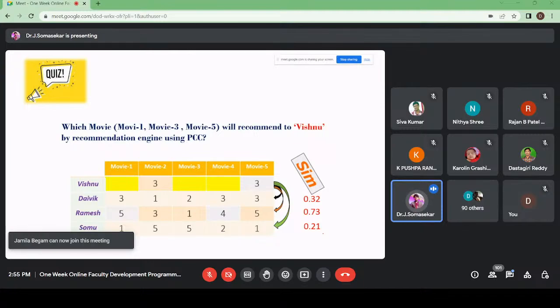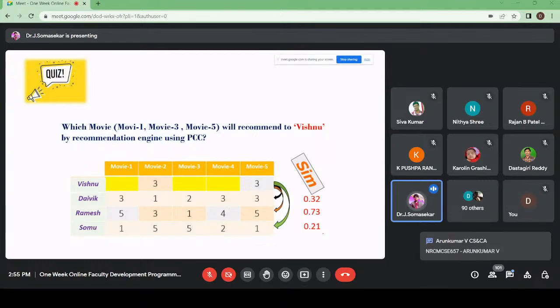Anyhow, I'll provide the answer also. I hope you understood the problem statement, and most of the solution I have given already. We just have to look for the highest similarity, followed by rating prediction, followed by which movies are going to be recommended to the user or customer Vishnu. You can post your answer in the chat box. I will check it. If not, I will give the answer for this problem. It's a very simple quiz. Anyone can answer easily.